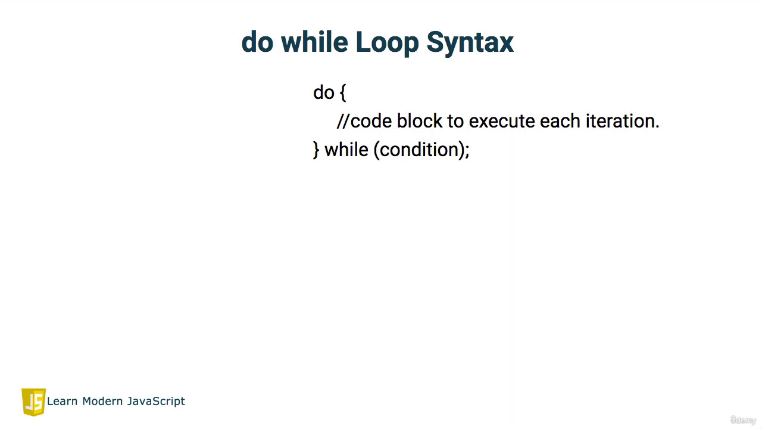So it begins with the word do, then inside of the curly braces is the block of code to execute. And then there is a while statement and a condition. So the code block executes, then it checks the condition. If the condition is still true, it goes through and executes the code block again and continues to do that until it is false. So the main difference between the do while and the while is that the do while will always execute the code block at least once. The while, not necessarily. Now you can accomplish the same thing with both types of loops.